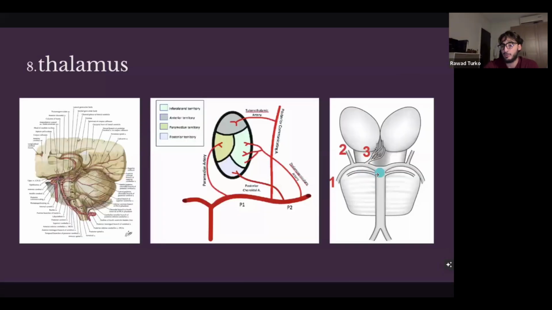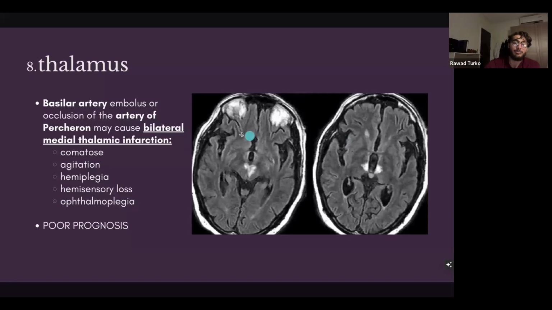Since most of the supply is coming from the posterior cerebral artery, if there was an occlusion here, like at the top of the basilar artery, then it would be the same effect as an occlusion at the artery of Percheron. You would cut off supply to the thalamus bilaterally. Again, occlusion would cause bilateral medial thalamic infarction.